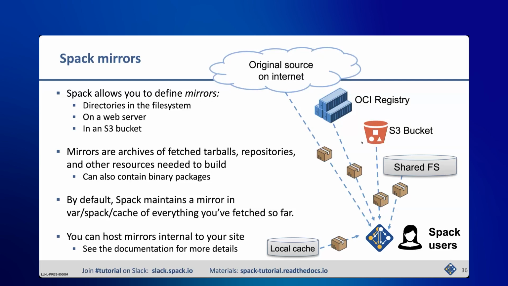There's more documentation on this at spack.readthedocs.io if you want to learn more about how to set up different types of mirrors. Spack does come set up with an S3 bucket, or at least a CloudFront distribution of one, for its default source mirror that has a lot of tarballs in it, so that if certain sites go down, Spack doesn't go down with them.